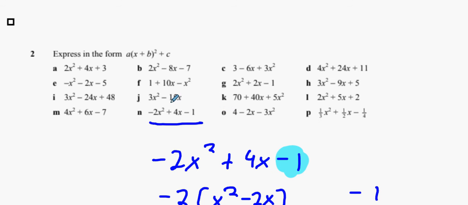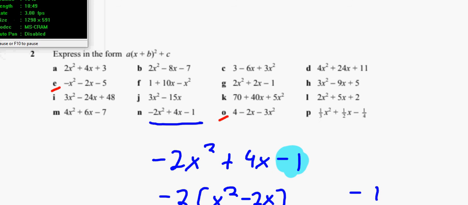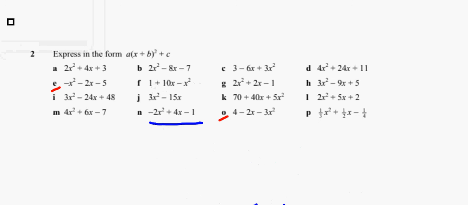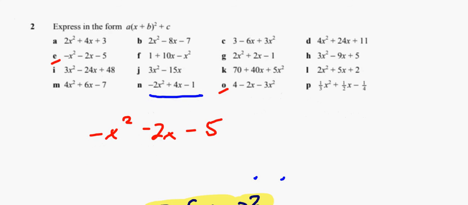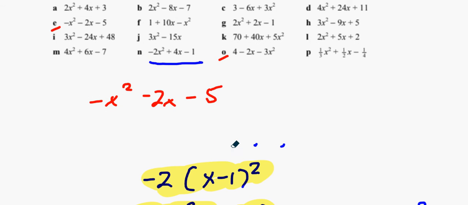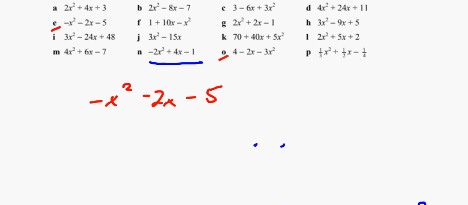Happy out? Alright. I did one negative one, so you guys are going to do E and O. Okay? Here we go. So minus x squared minus 2x minus 5. What was your first step? Minus 1. Yeah, take out minus 1. So you get x squared plus 2x, and then you just have your minus 5 still over here, don't you? What do you do with this section here?